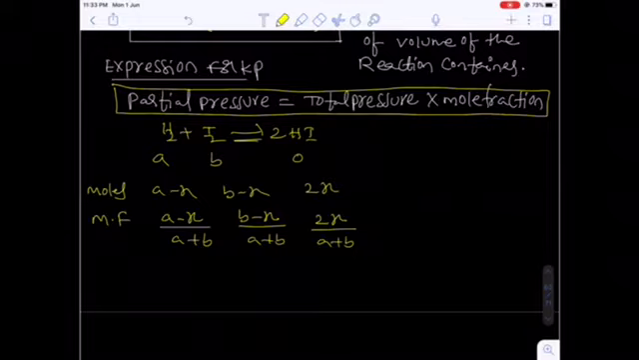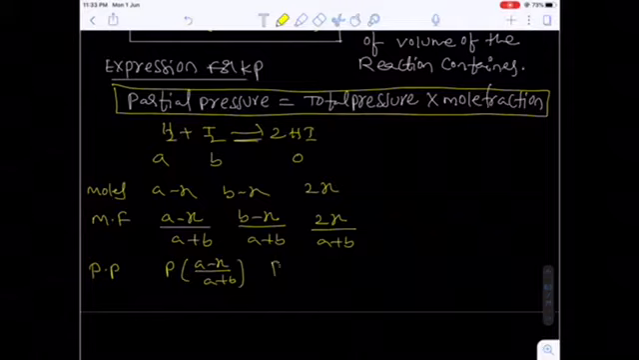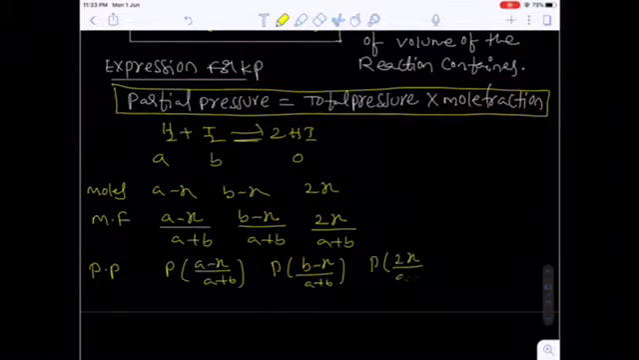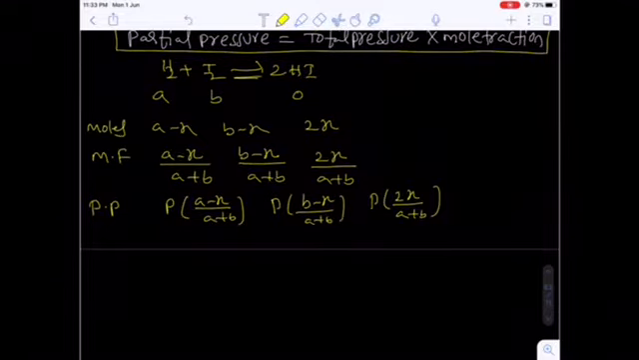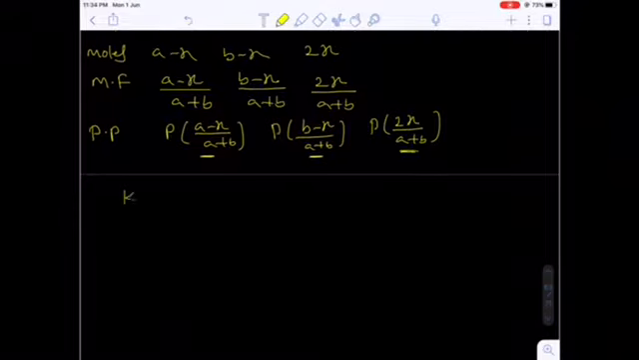Okay, after getting the mole fraction, now we can find the partial pressure by multiplying the mole fraction with the total pressure. Now we are calculating the partial pressure. Total pressure at equilibrium, let's suppose P: P into A minus x by A plus B, P into B minus x by A plus B, and P into 2x by A plus B. So we are obtaining the partial pressures. This is the partial pressure of hydrogen, this is the partial pressure of iodine, this is the partial pressure of HI.